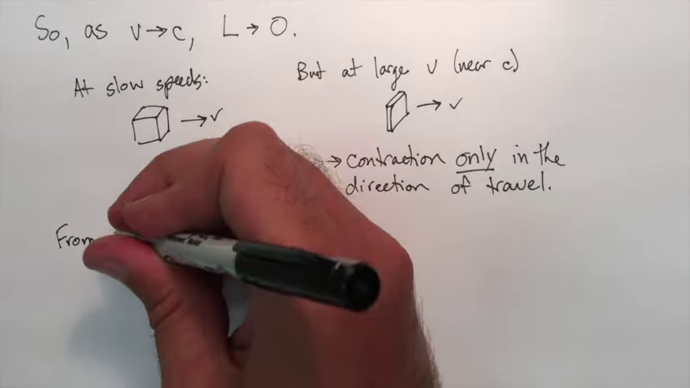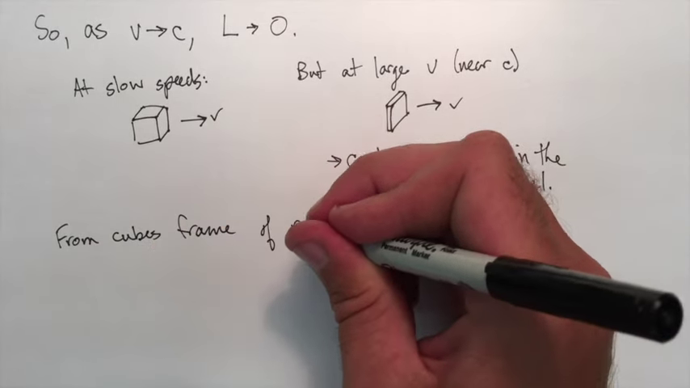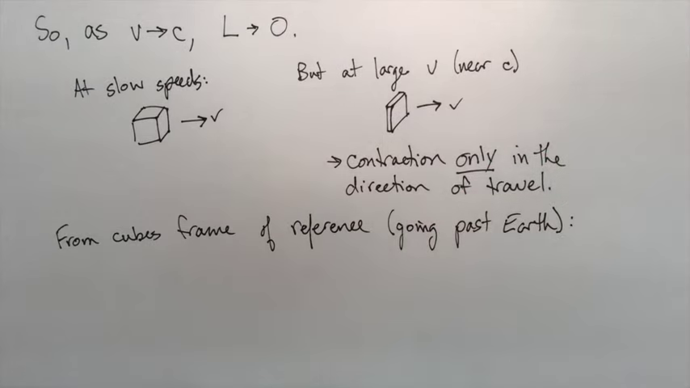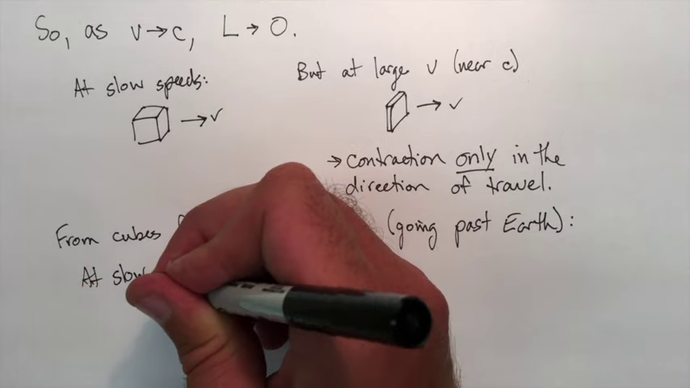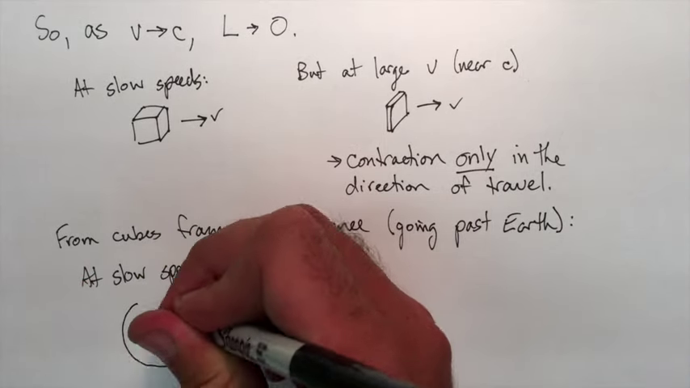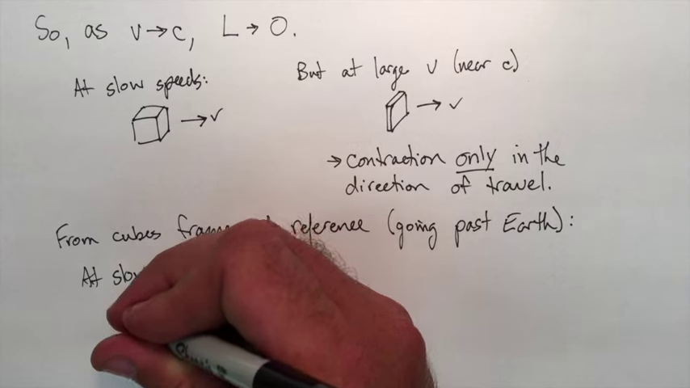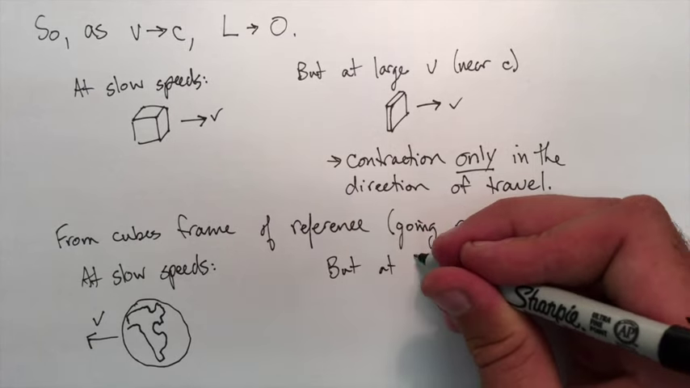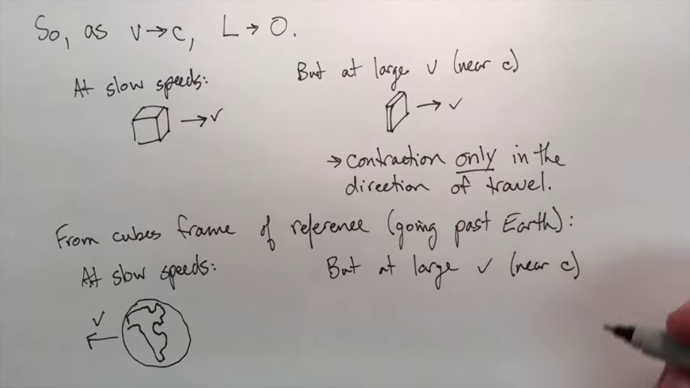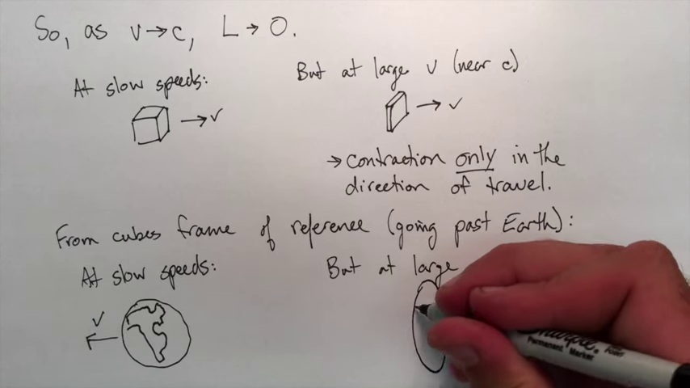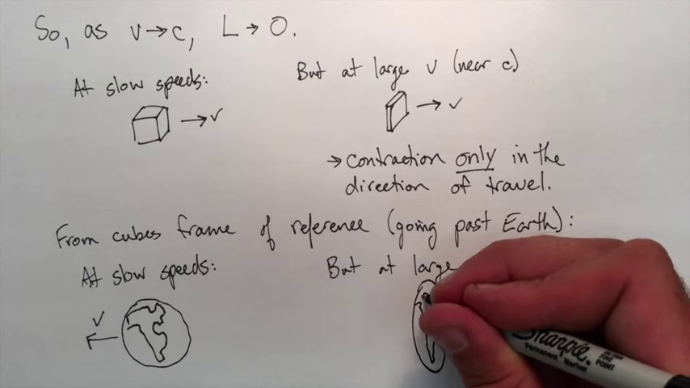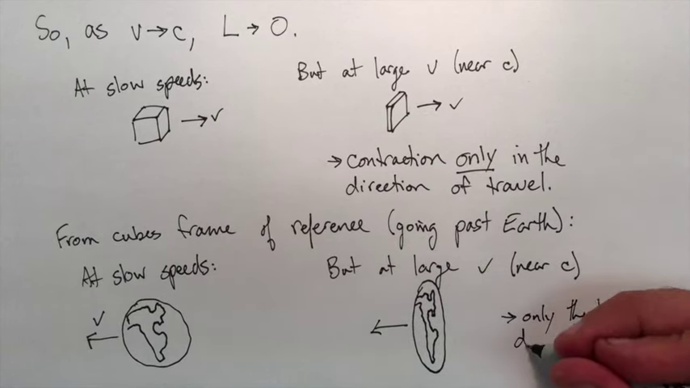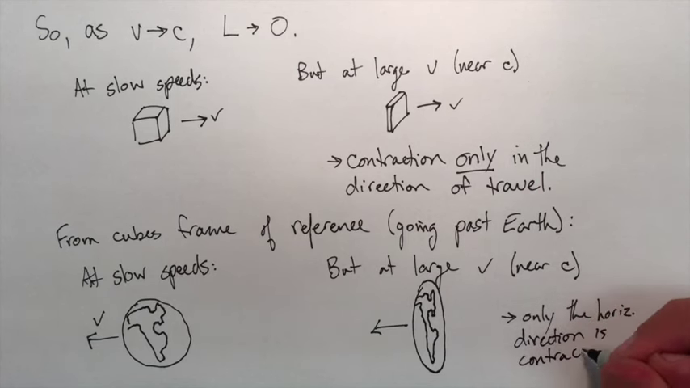This is the same if we look at frames of reference. If a cube was going by, that's what we would see. But if that cube was looking back at Earth, the cube can think that it's at rest, but the Earth is going by at near the speed of light. If it was going slow and it saw the Earth go by, there'd be no changes whatsoever. But if that cube was going quickly and looked back at Earth, Earth in the same manner will contract along the direction of motion. The height of the Earth would not change at all. So it would look more like a pancake. Only the horizontal direction is contracted.